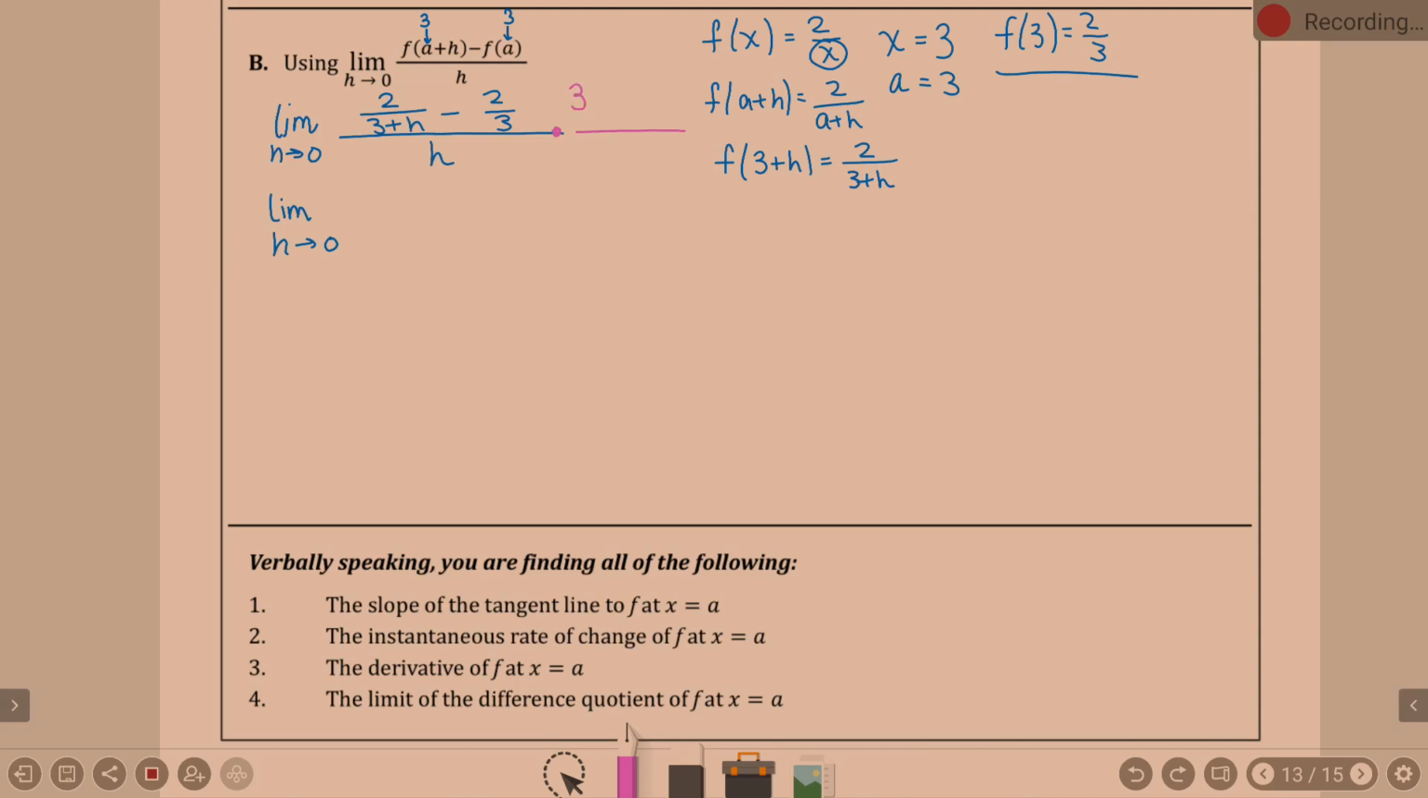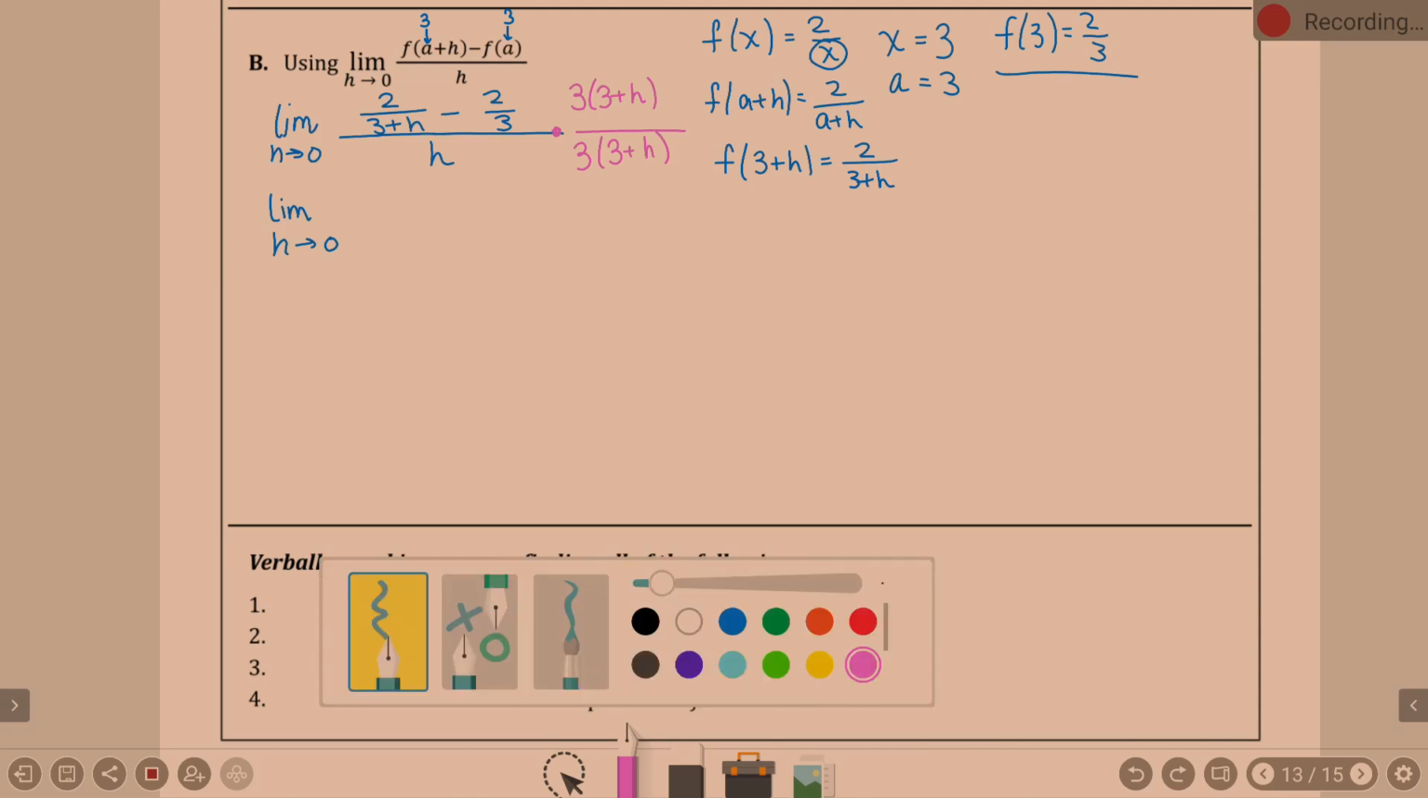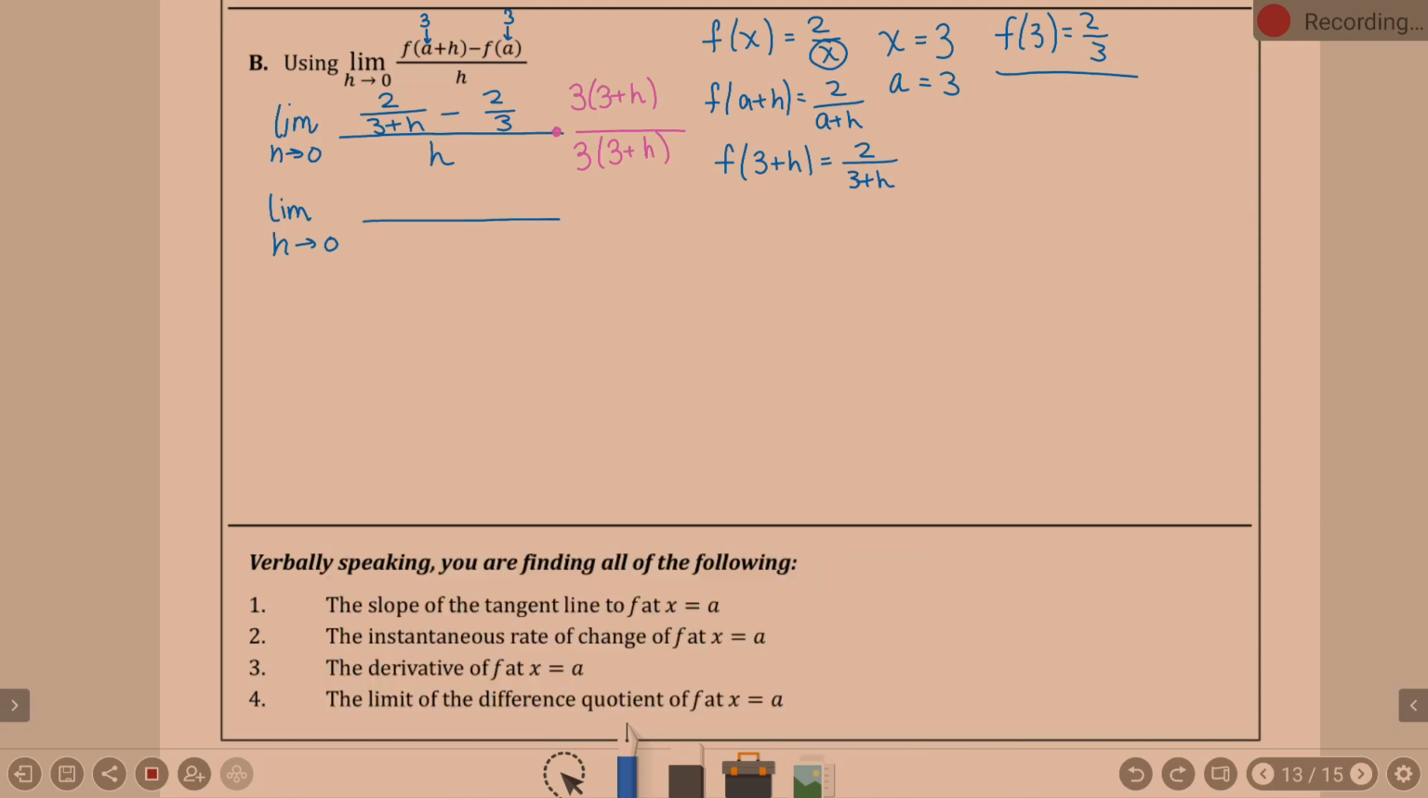and 3 plus H. What you do on top, you do on bottom. Maybe I don't want to do it this way. I don't know. I think it'll work. Okay. Let's see what happens here. On top, the first fraction, 2 over 3 plus H times 3 plus H. 3 plus H is canceled. 2 times 3 is 6. Minus 2 over 3 times 3 plus H. Can we just leave it as 2 times 3 plus H? We can for the moment, but we're not going to be able to long term.